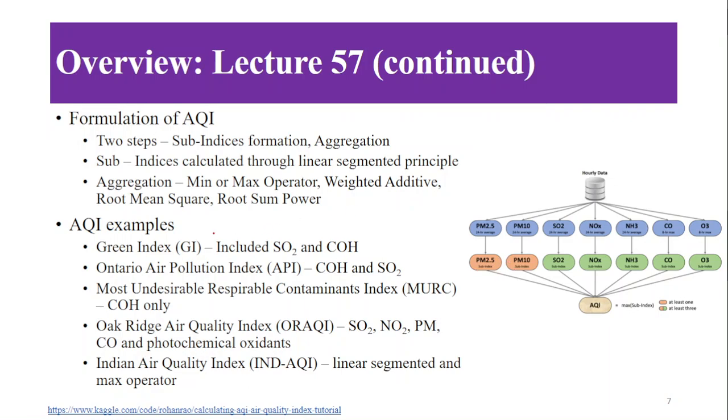Different examples of AQI were also discussed, in which firstly the Green Index was discussed. It includes SO2 and coefficient of haze. Next, the Ontario Air Pollution Index was discussed, which also includes coefficient of haze and SO2. Then the Most Undesirable Respirable Contaminants index was discussed, which only considers COH, or coefficient of haze. Then the Oak Ridge Air Quality Index considers SO2, NO2, particulate matter, carbon monoxide, and photochemical oxidants.